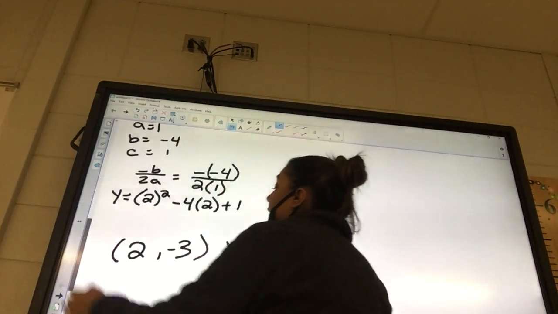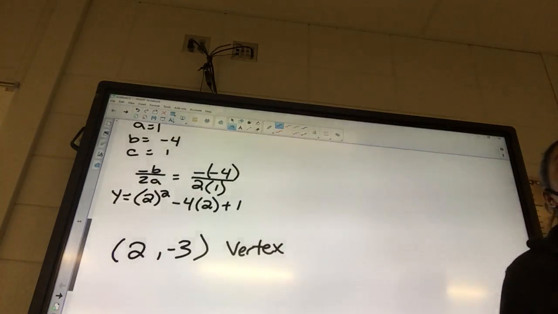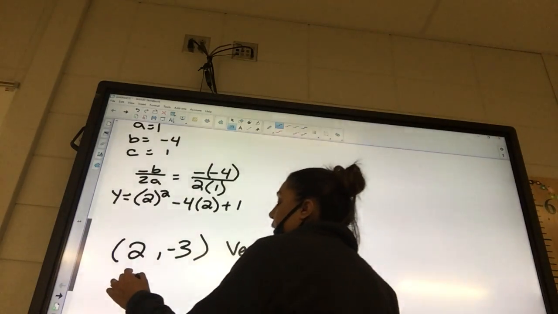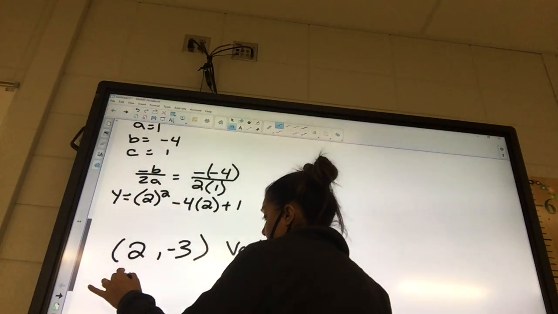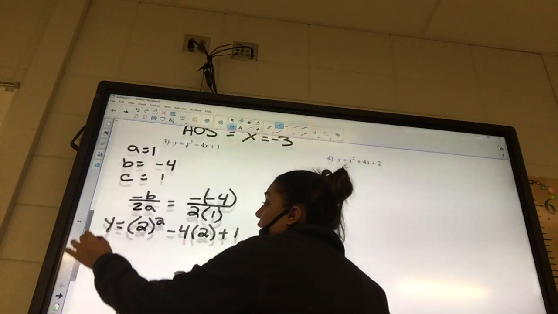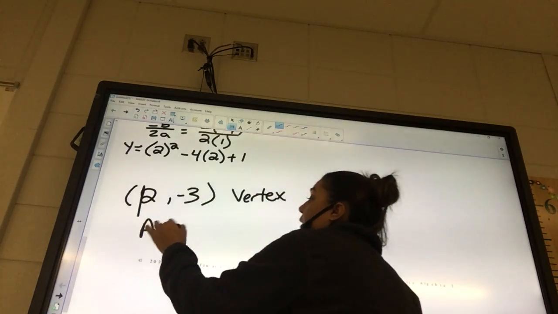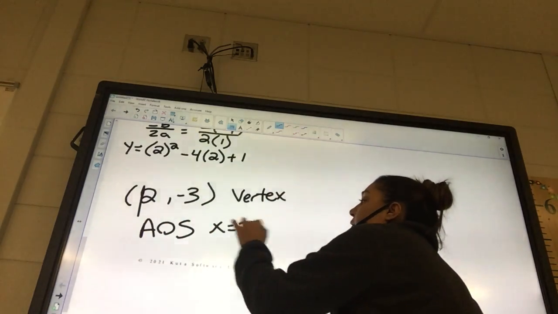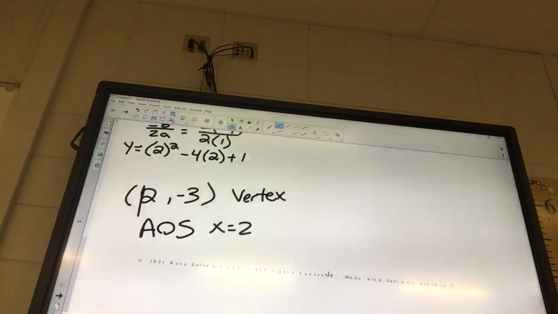Okay, so 2, -3 is our vertex. What's our axis of symmetry? 2. Our axis of symmetry is going to be x equals 2. Okay, so it's not too bad, right?